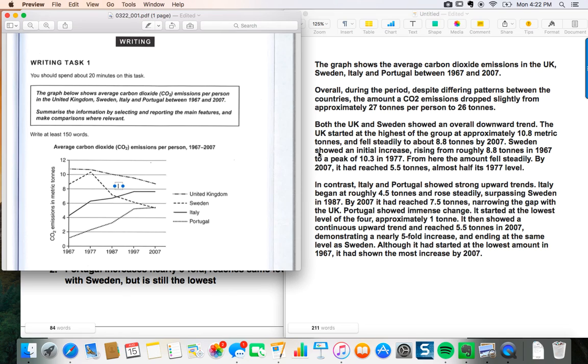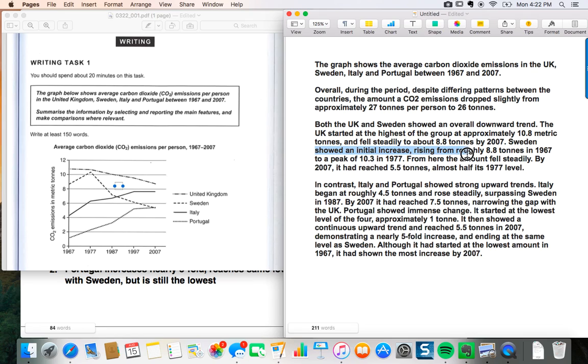Sweden showed an initial increase, rising from, and then again, here's that nice piece of grammar, rising from roughly 8.8 tons in 1967 to a peak of 10.3 in 1997. Okay, so again, this is a very nice piece of language. You follow it with the participle clause. It showed an increase, comma, rising from, or falling to. Either are fine. From here, so that's very nice. I talk about 1997, then I say from here the amount fell steadily.